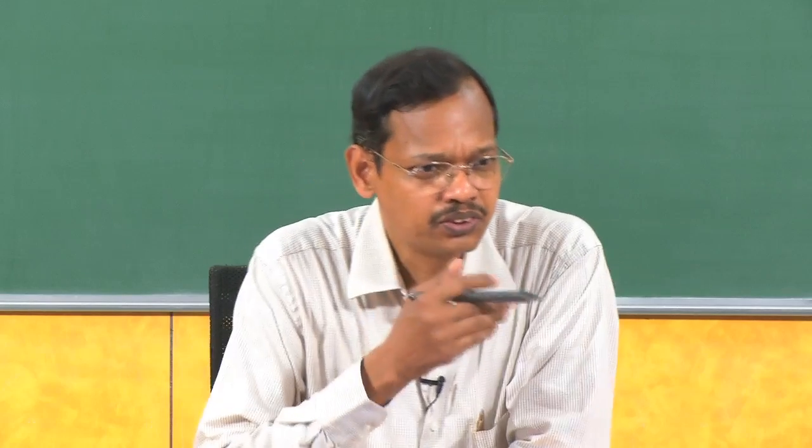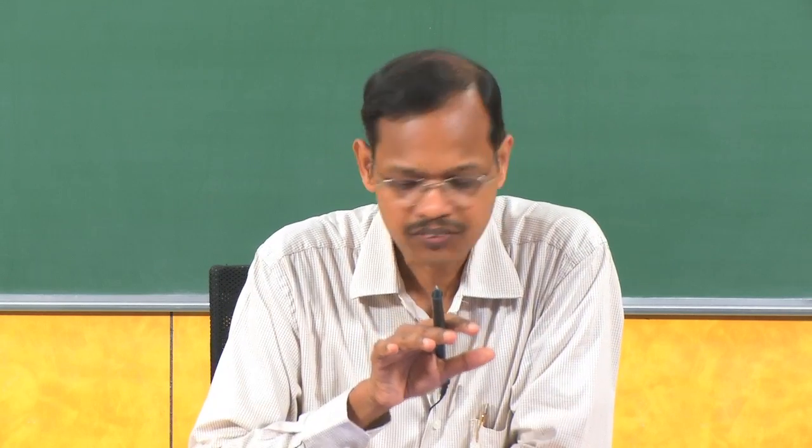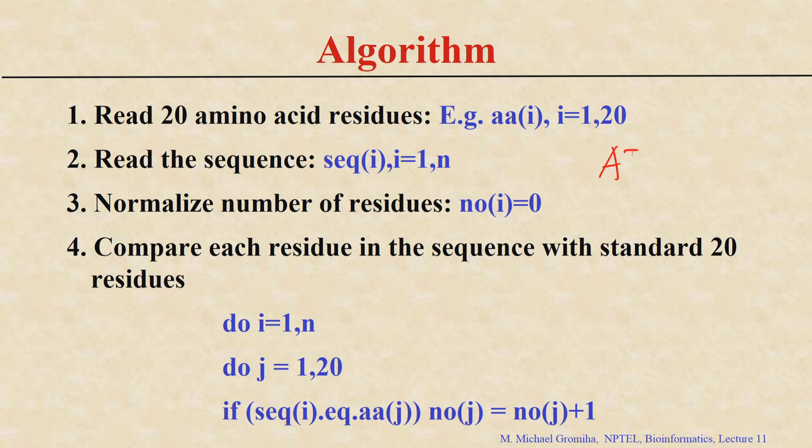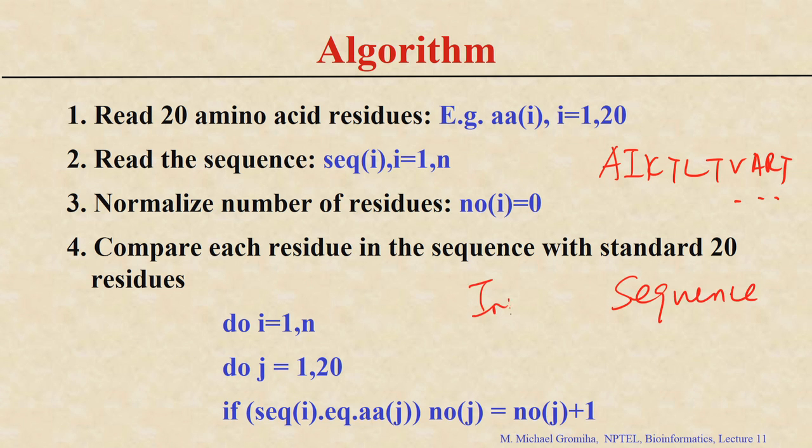Then how do we write a program to calculate the composition if I give any sequence? For example, I have a sequence like this, and I want to calculate the composition. What inputs do we require? We need the sequence. Then what else do we need? A list of amino acids. How many amino acids? 20.